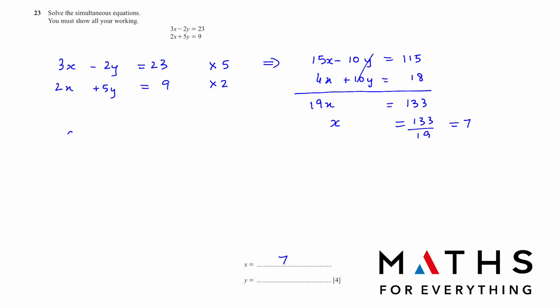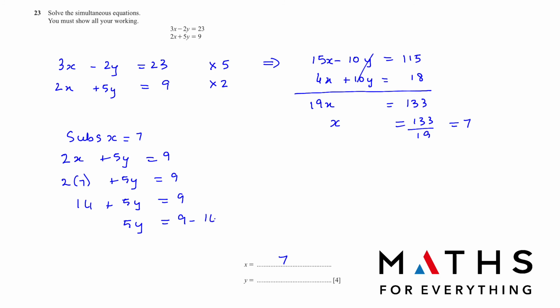Now to find y, substitute x is equal to 7 in whichever equation you want. I will choose the positive one. So 2 multiplied by 7 plus 5y is equal to 9. 14 plus 5y is equal to 9. 5y is equal to 9 minus 14, and y is equal to 9 minus 14, which is negative 5, divided by the 5 which was before the y, that is negative 1. So y is negative 1.